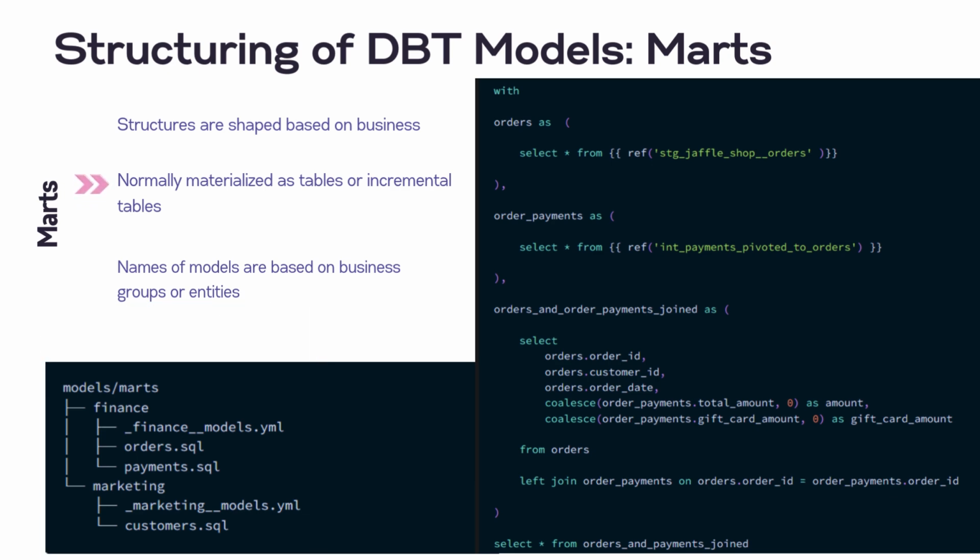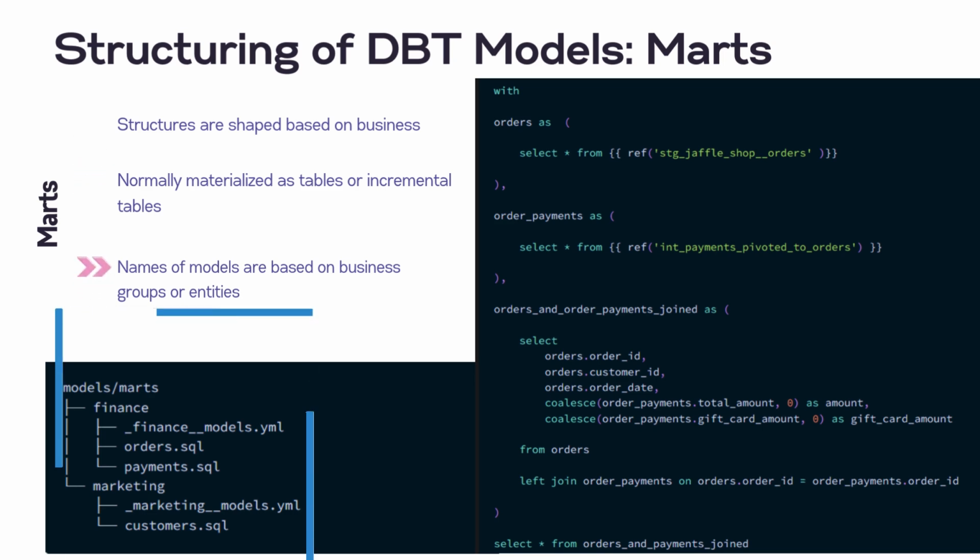Unlike staging models, which are often materialized as views, Marts models are usually materialized as tables or incremental tables. This approach ensures the models are optimized for fast querying and can handle larger datasets efficiently.